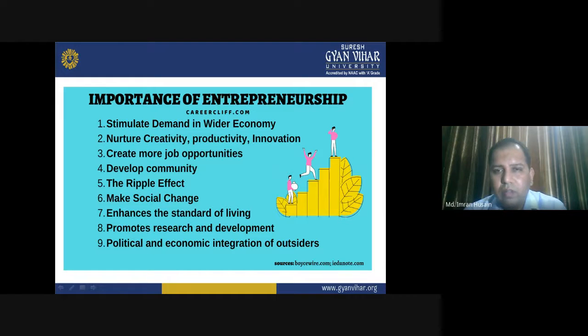What is the importance of entrepreneurship? So we must understand the importance of entrepreneurship. Stimulate demand in wider economy. So first of all, your business has to grow. So for that very particular task, your market should have the demand also for that very particular product.